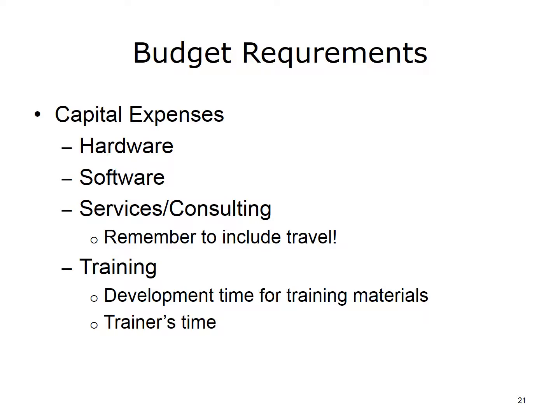Training can be a little complicated at times. You can capitalize the development of training materials, meaning the time that someone spends developing the training materials. And you can capitalize the time of the trainer as part of the process. We will talk a little bit more about the operating side of training later in this lecture.